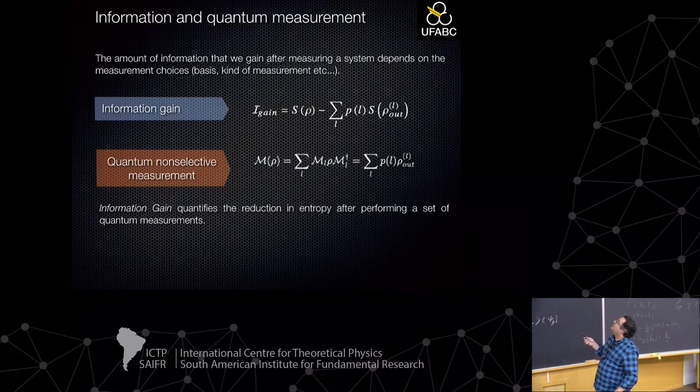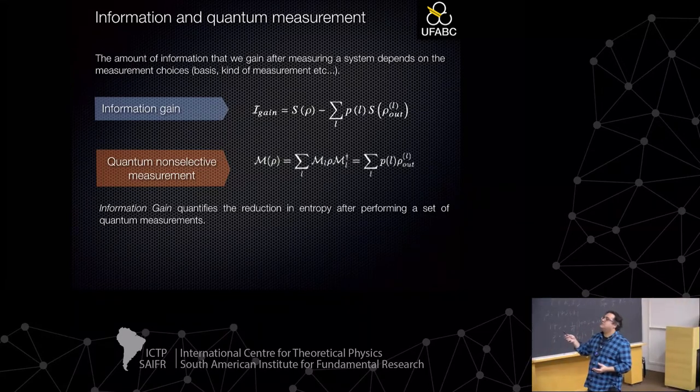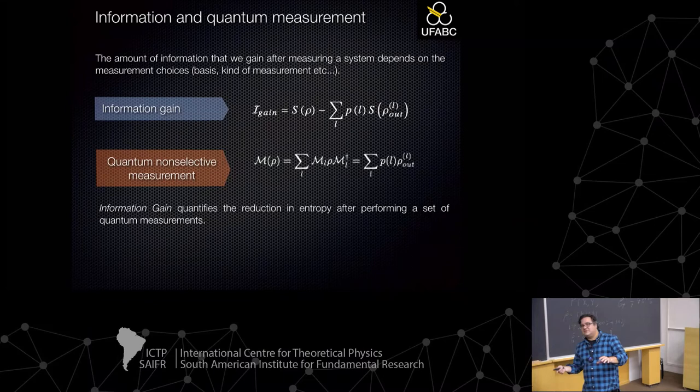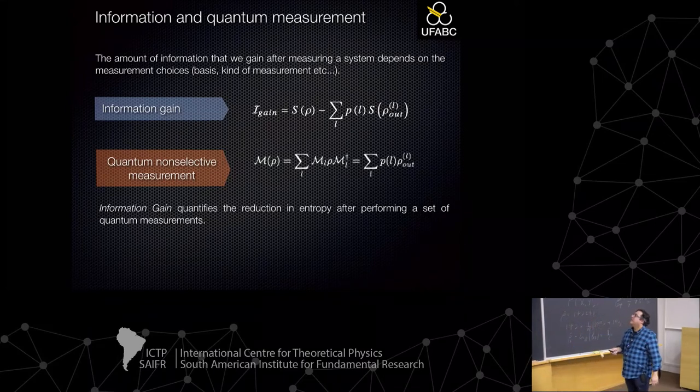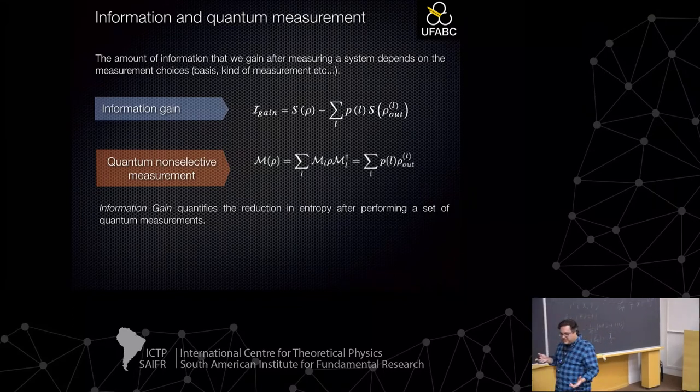Actually, here, P of L is the probability to get a given outcome in the measurement process, and this is the output state associated to this outcome. So this is the projection of the density operator in the basis of the states that we are measuring. If you consider orthogonal projective measurements, but you can also consider POVM measurements. So this is the information gain.